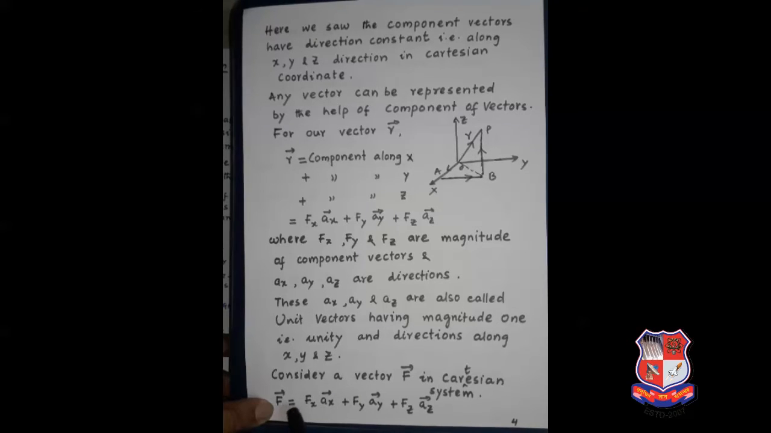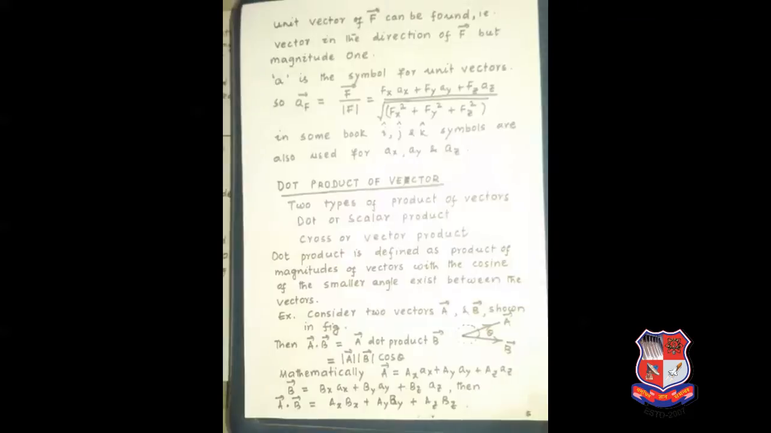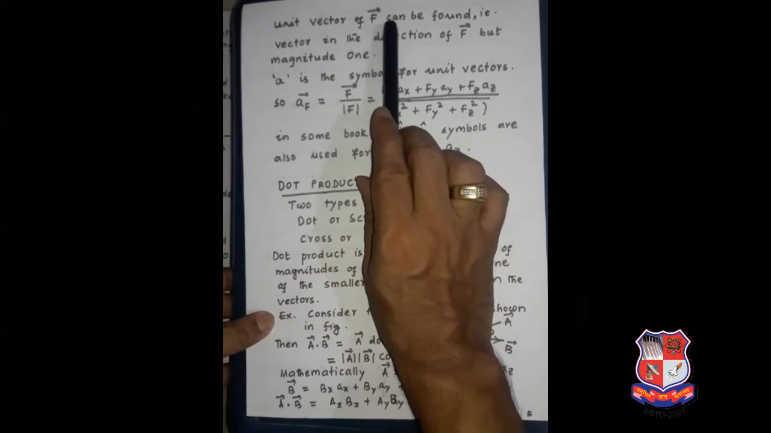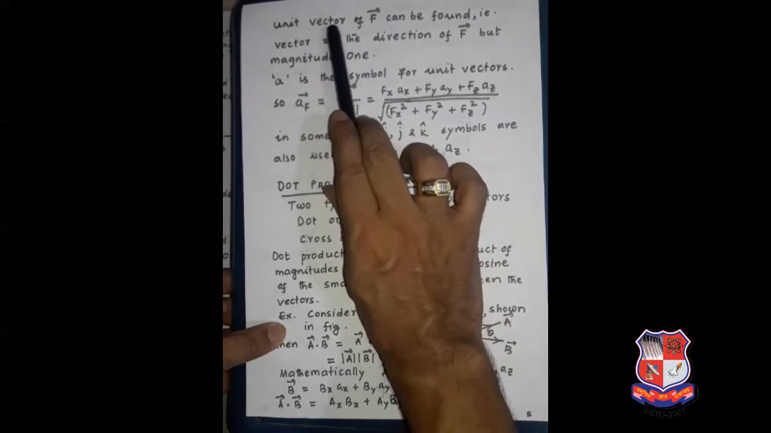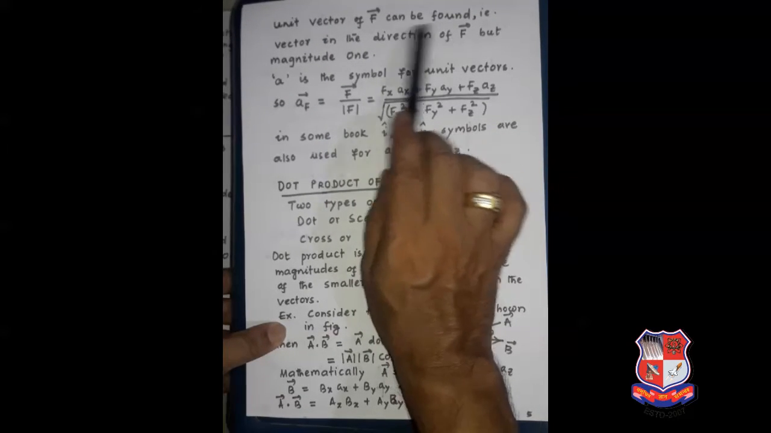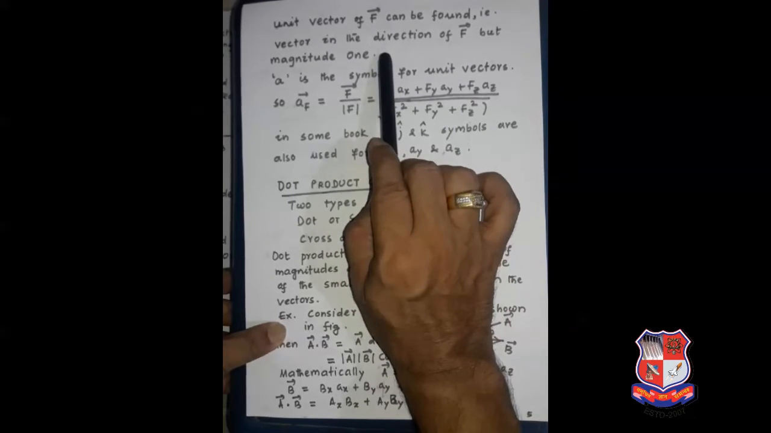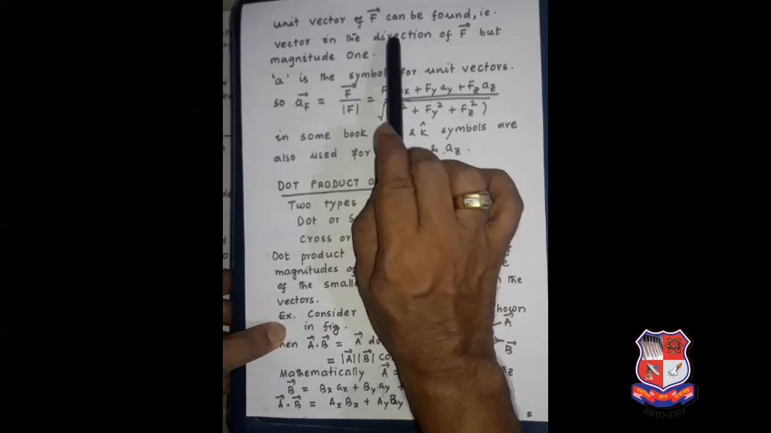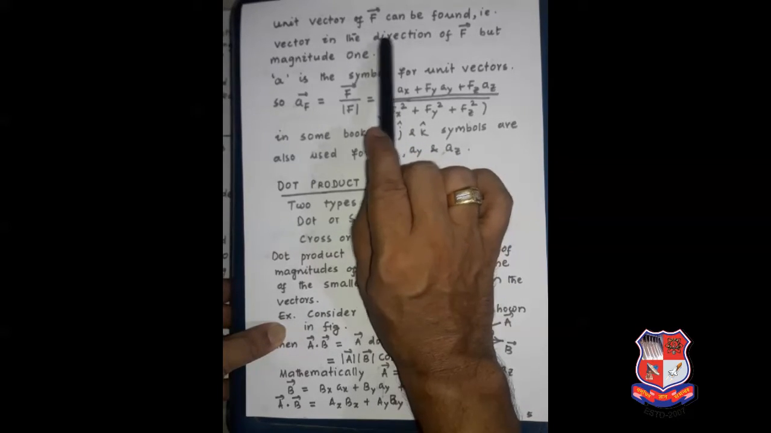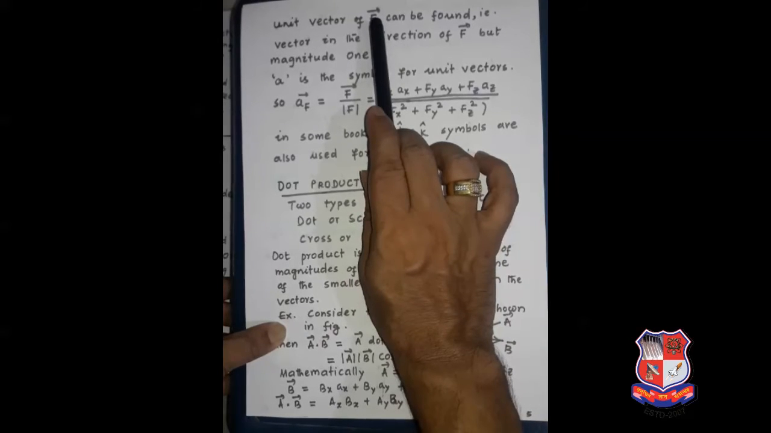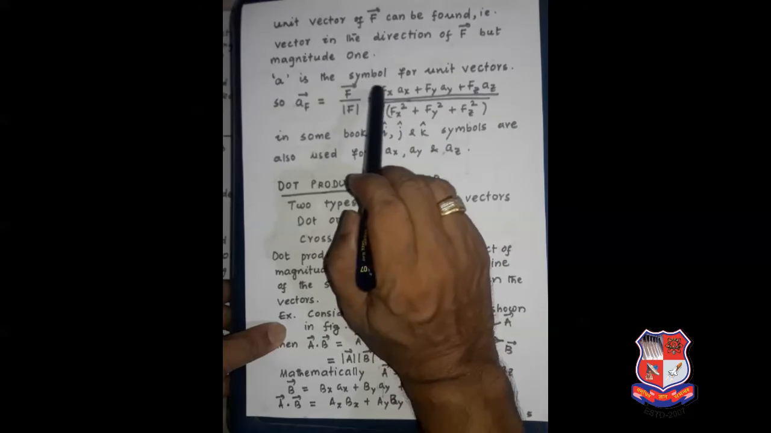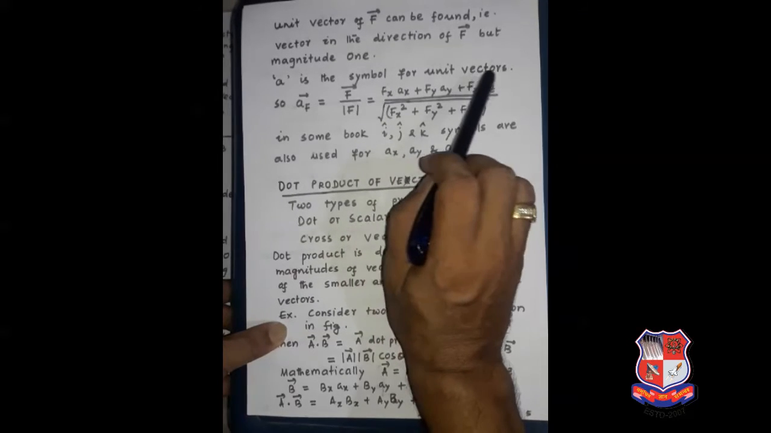So in general, f can be written with some magnitude along the x direction, fx ax plus fy ay plus fz az. So if you take the vector f, you can find the unit vector of f. That means the vector in the direction of f but with magnitude 1. So for any vector we can find the unit vector which has magnitude 1 but direction along the given vector.